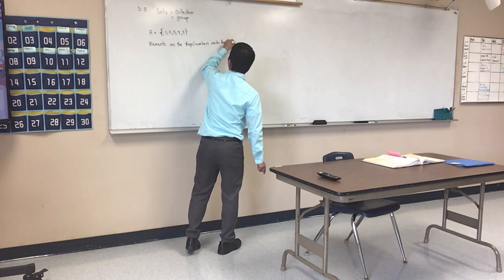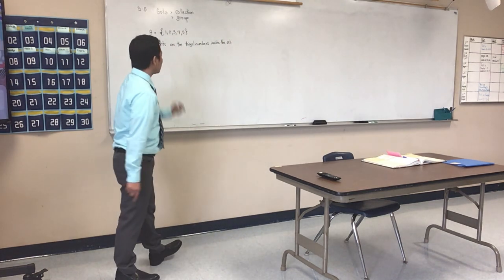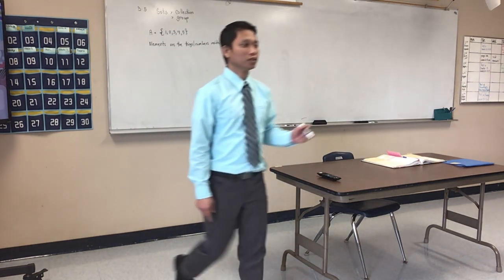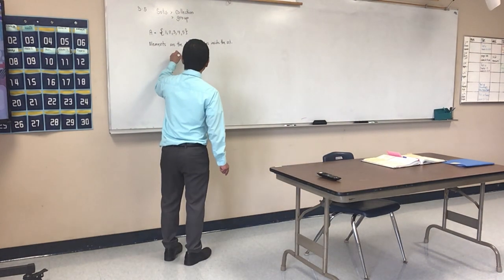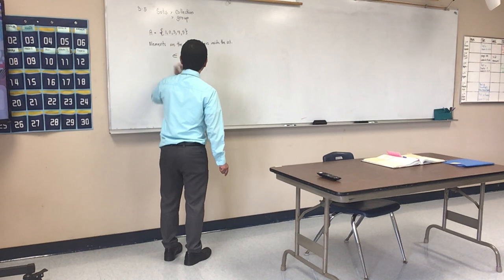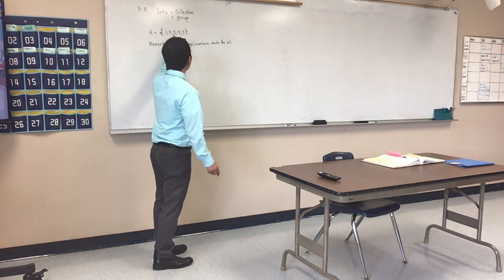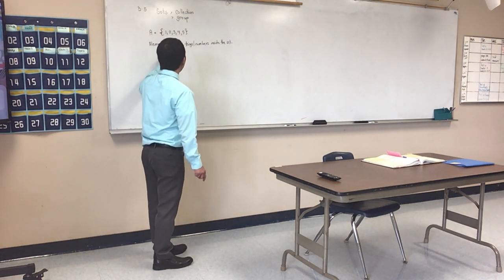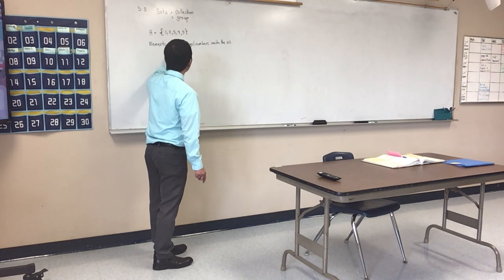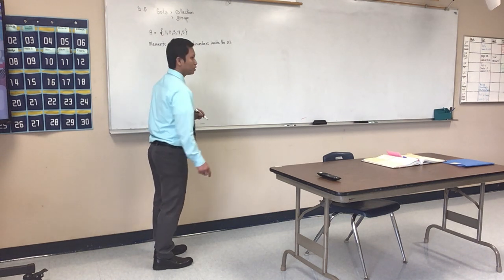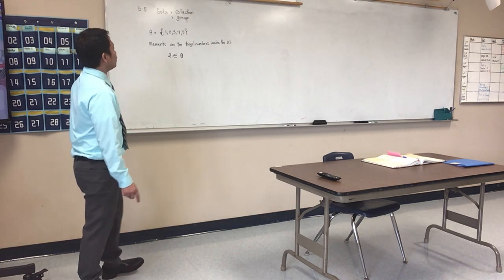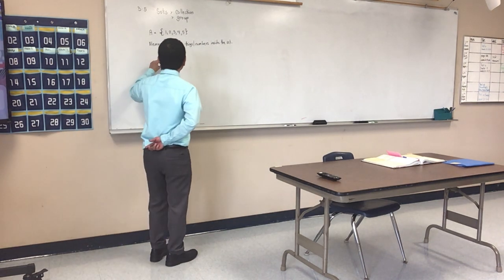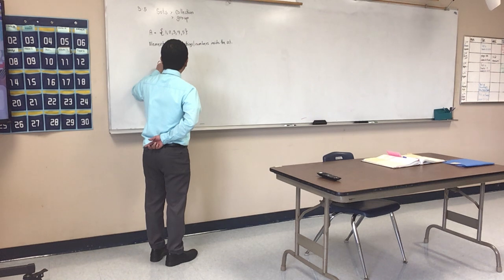And we have the symbol for element. What's the symbol for element? It's like an E. So we can say that the element 2 is an element of set A. The name of our set is set A.